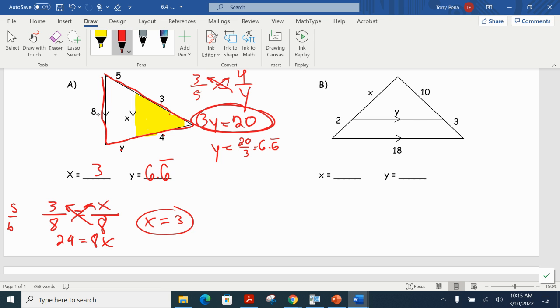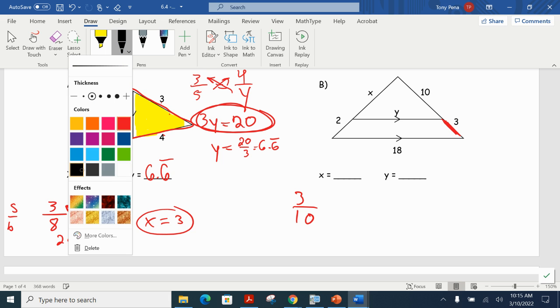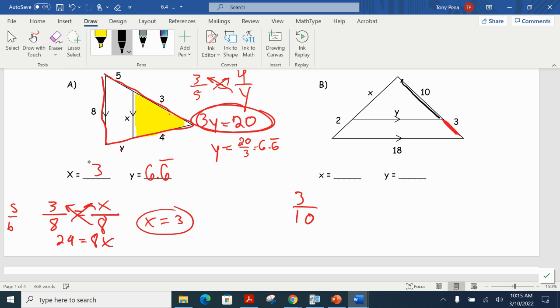Okay, so this is our side splitter theorem. She did 3 over 10. And if she does 3 over 10, then she is committed to doing what over on the right-hand side? Good. Then she better do 2 over X. Unique. Didn't see anybody else do it that way, but that works.